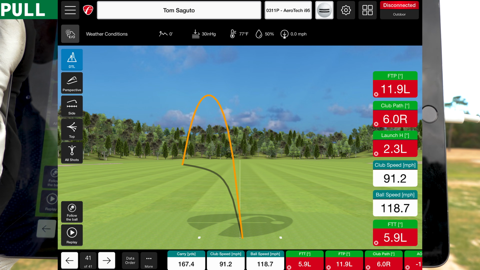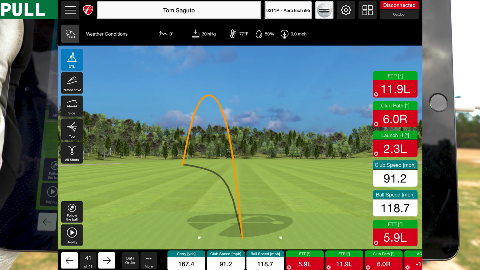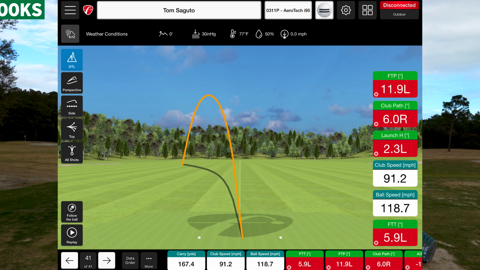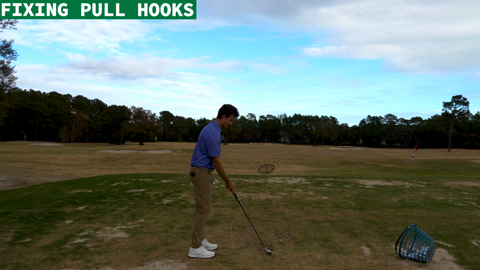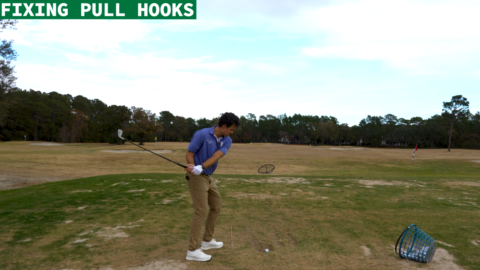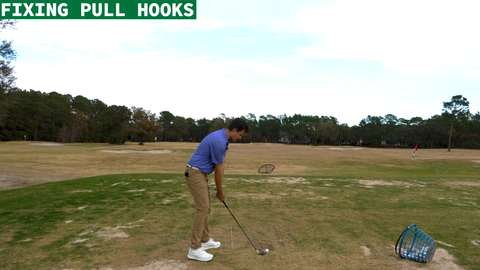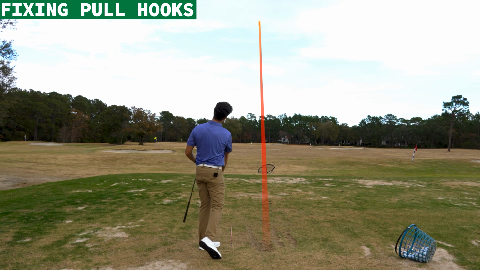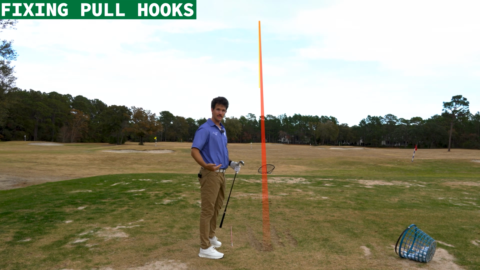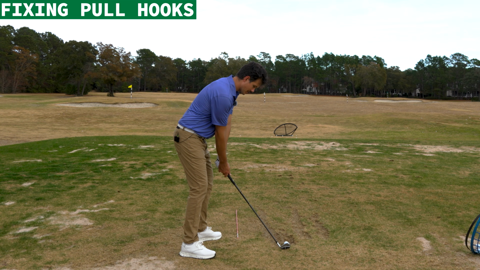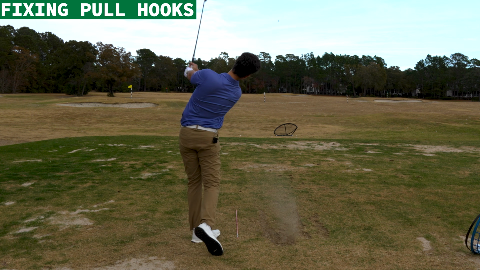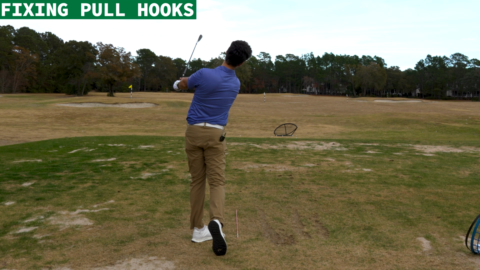In this case, we have to get that face square to the target and that path lessened. If you've got that much of an into-out swing path, we have to reduce this part. So I'll start swinging in a direction more toward my target. That lessens the path. I just lessened my path from 6 degrees out to the right to much more like 1 or 2 degrees. So it lessens the amount of curve.